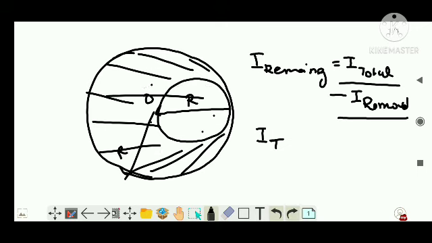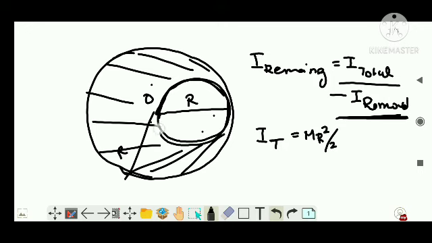What is the moment of inertia of a disk about the axis of rotation passing through the center? It is mr squared by 2. So just write it as mr squared by 2. That part becomes easier. Now the problem comes: what is the moment of inertia of this section?